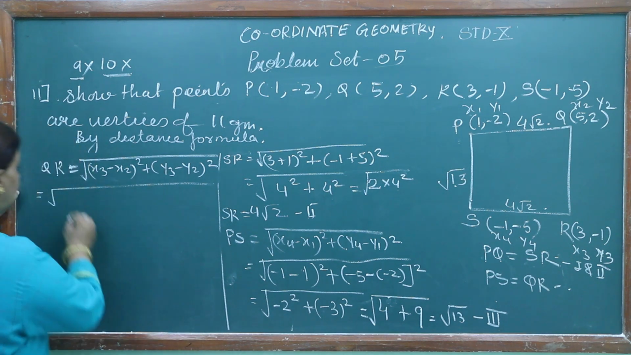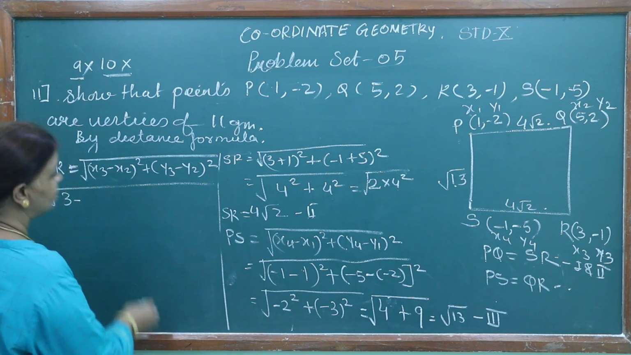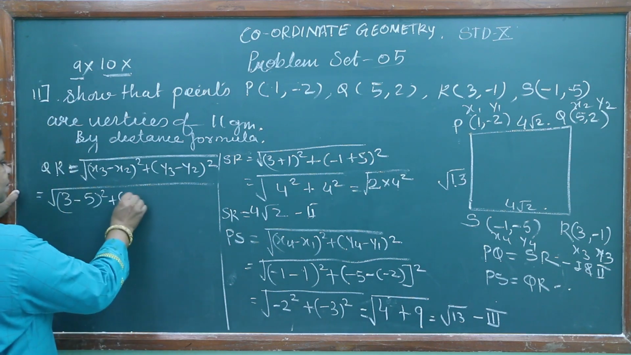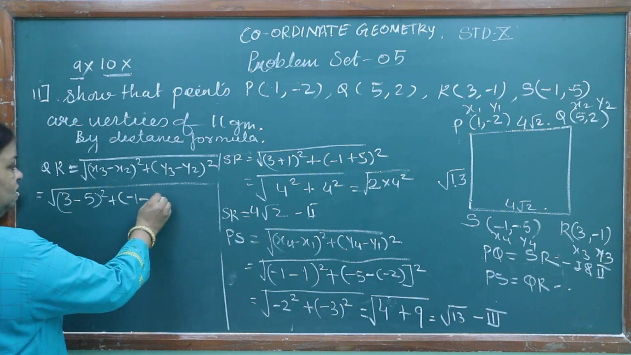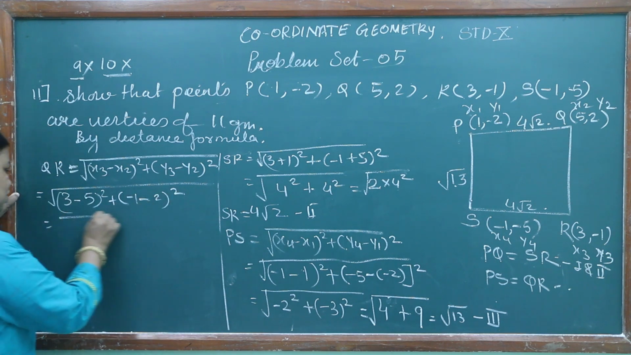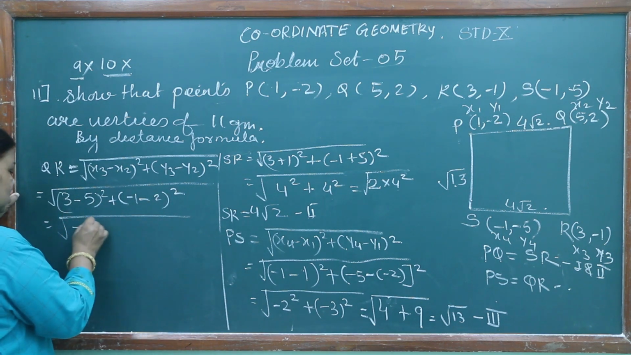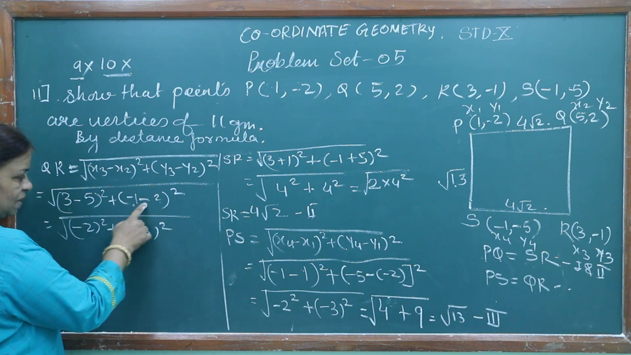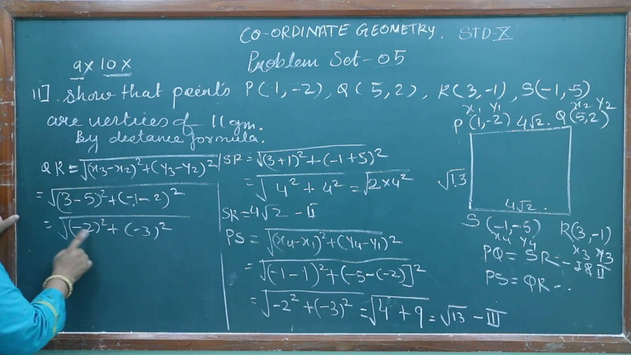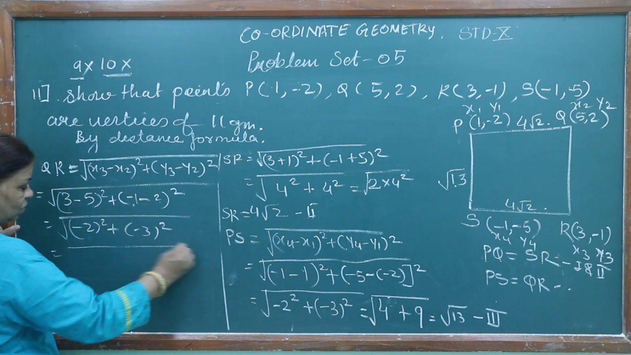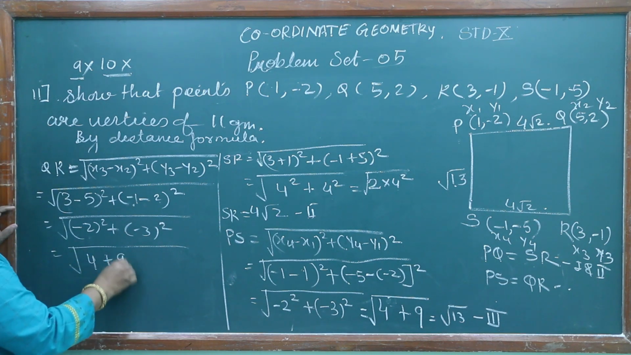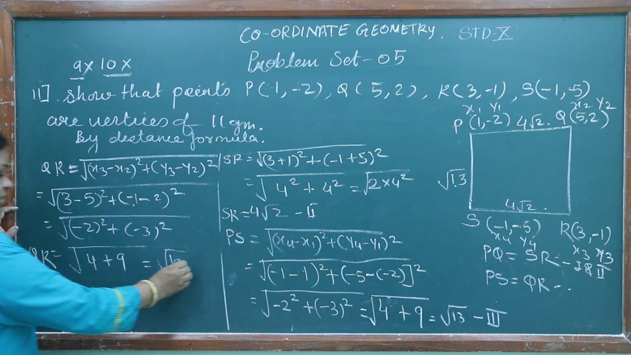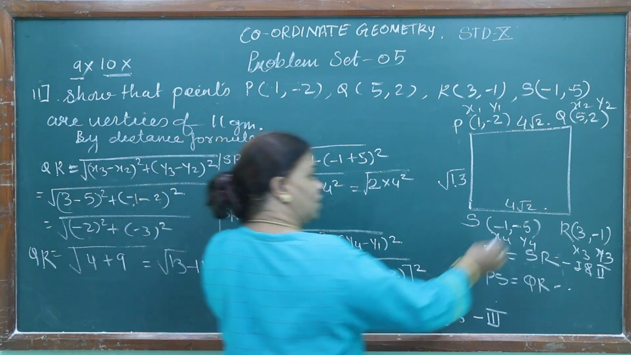x3 is how much? 3 minus x2 is 5, the whole square, plus y3 is minus 1 minus 2, the whole square, which is equal to 3 minus 5 is minus 2, the whole square, plus minus 3, the whole square, because minus minus will be minus 3, 3 minus 5 will be minus 2, sign of greater number. That would be equal to, children, 4 plus 9, and 4 plus 9 is root 13. So even QR we got, this is the fourth statement, and QR we got root 13.